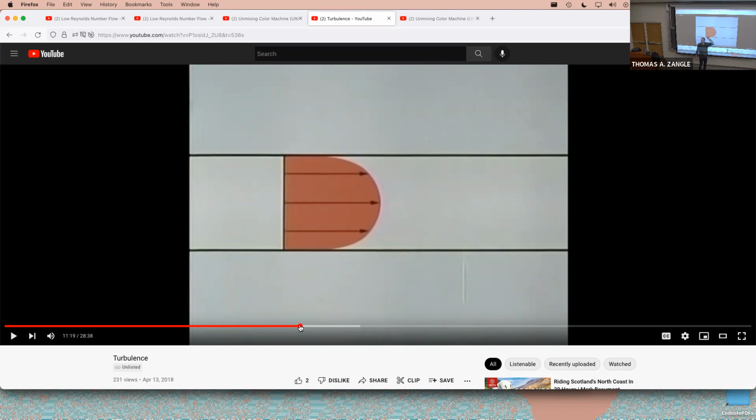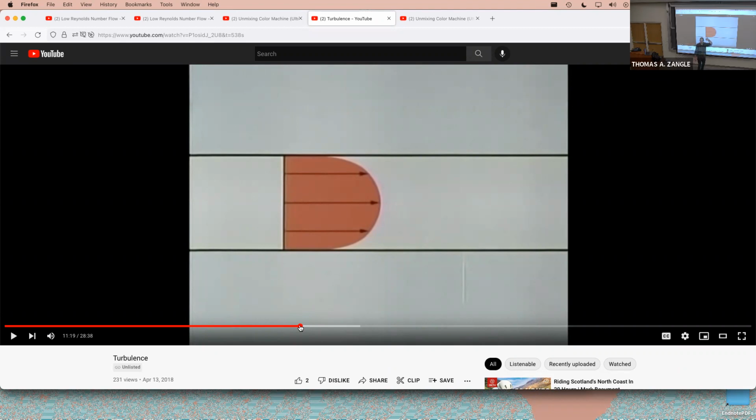One effect of turbulence is mixing, right? We put the dye in here, and the dye mixes really nicely and uniformly across the whole pipe. But that mixing also occurs through momentum. The momentum of the fluid mixes because of turbulence, and that tends to even out the velocity profile.